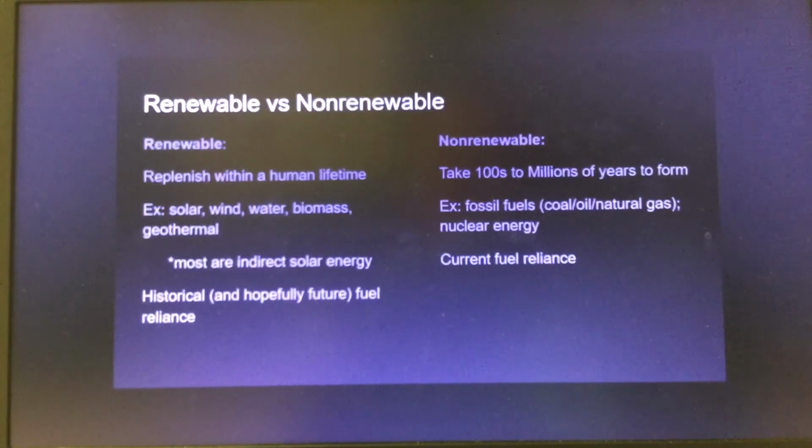Examples of non-renewable energy really fall into four different categories: coal, oil, and natural gas, which make up the fossil fuels, and then also nuclear energy. Since the Industrial Revolution, we have shifted toward non-renewable energy sources, and so it is our current fuel reliance, but it is not a sustainable form.